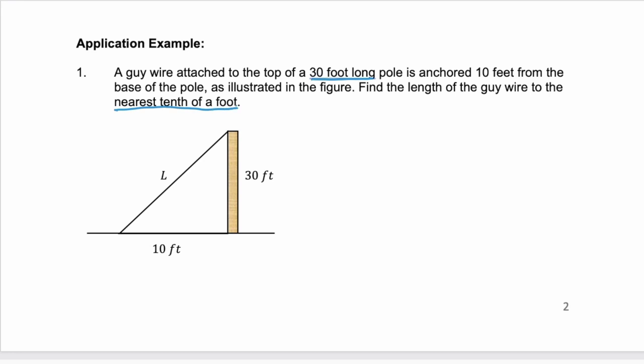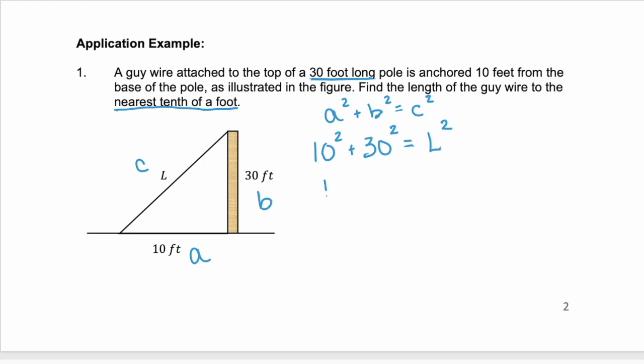Now look at the drawing. We have a right triangle. So we're going to use the Pythagorean theorem again. A squared plus b squared equals c squared. Well, we know that c squared, that's our missing side, our hypotenuse. So that's actually L squared. And then a squared and b squared are our other two sides. So we can call this side A and this side B. So a squared would be 10 squared, and b squared would be 30 squared.